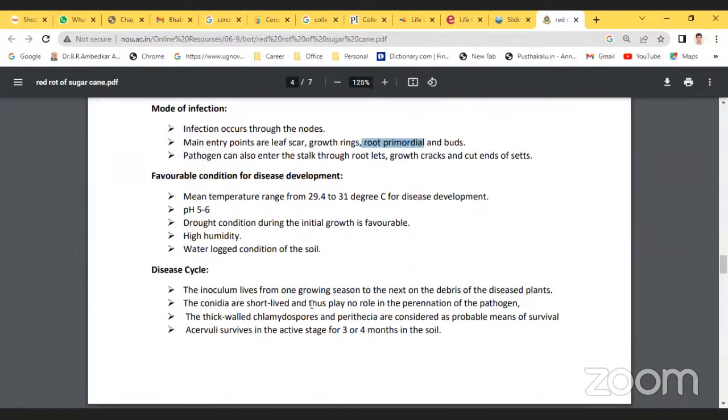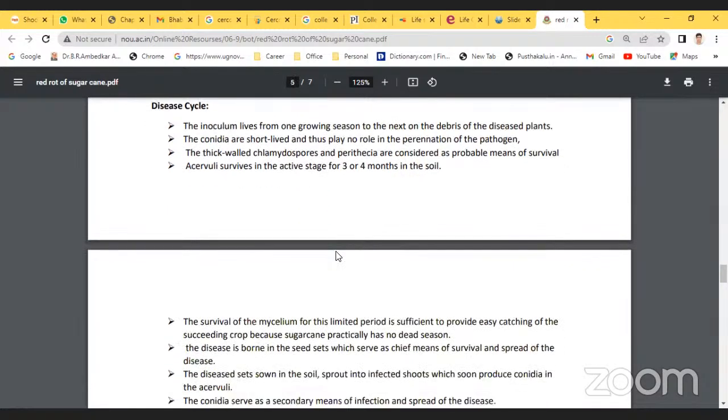The favorable conditions for disease development: the temperature range of 29.4 to 31 degrees centigrade, and pH of 5 to 6. Drought conditions during the initial growth are favorable, as are high humidity and waterlogged conditions of the soil.